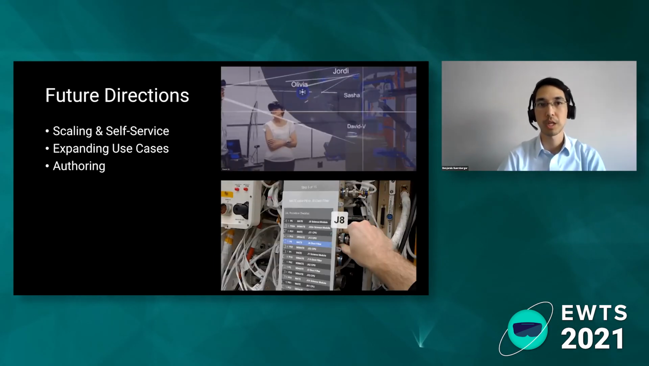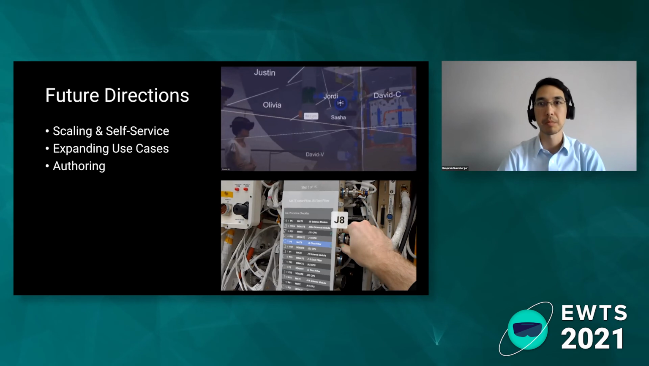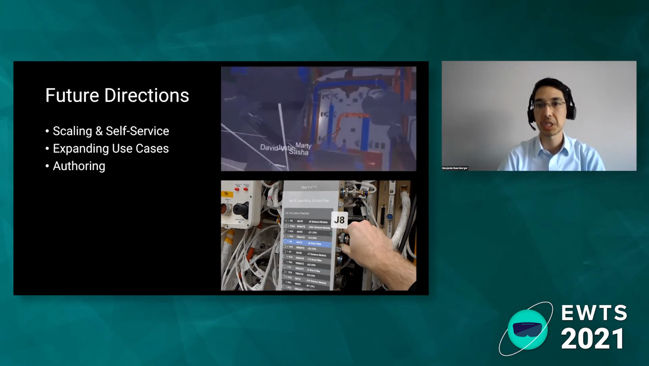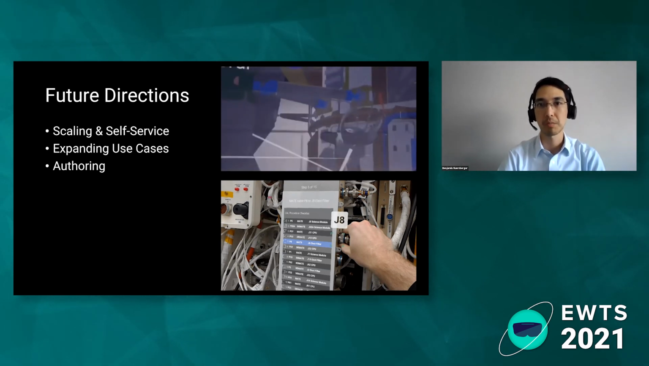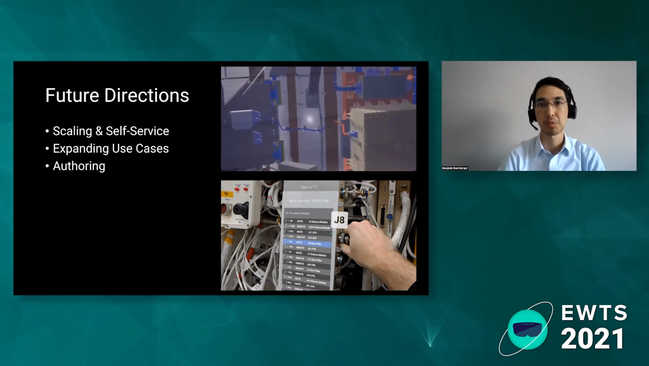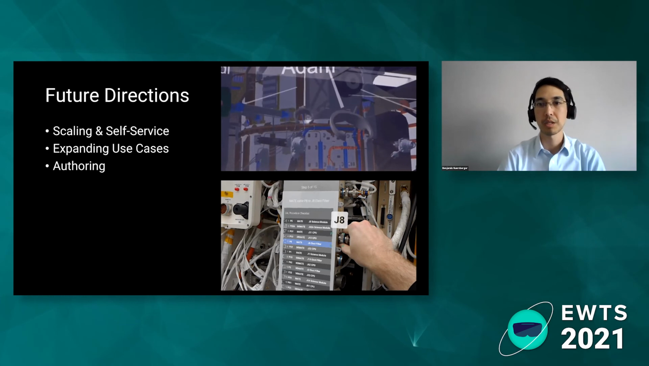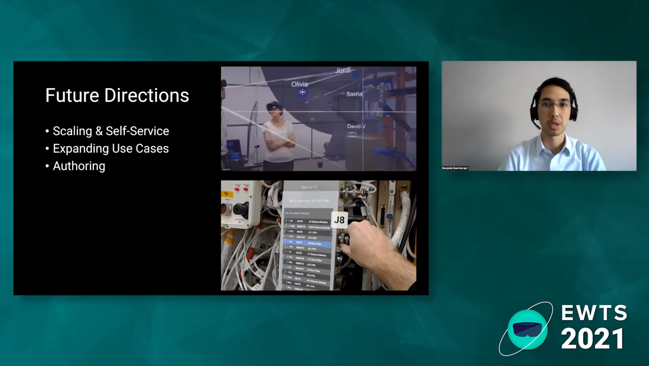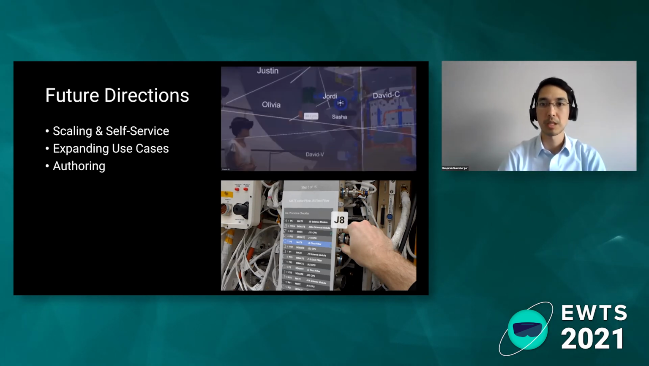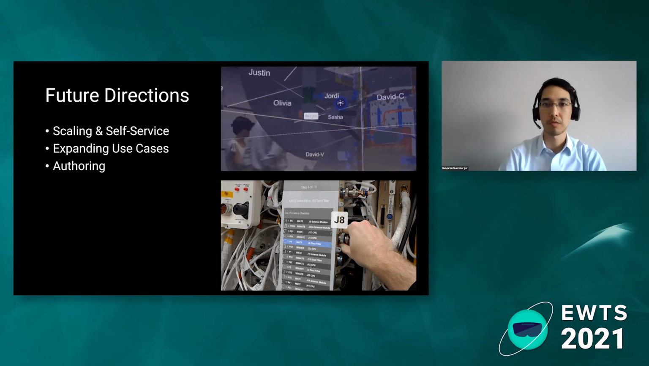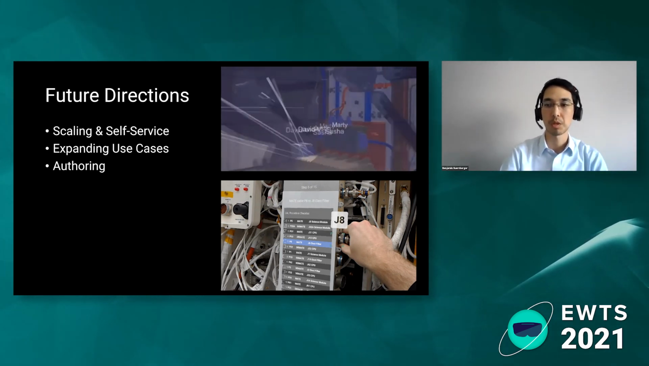In terms of future directions, we really want to scale this up and make it more self-service, expanding the use cases. Again, this procedure step-by-step type of interface is something a little more experimental, and it requires a little more involved authoring. So making the authoring of these experiences easier is something that's really important.